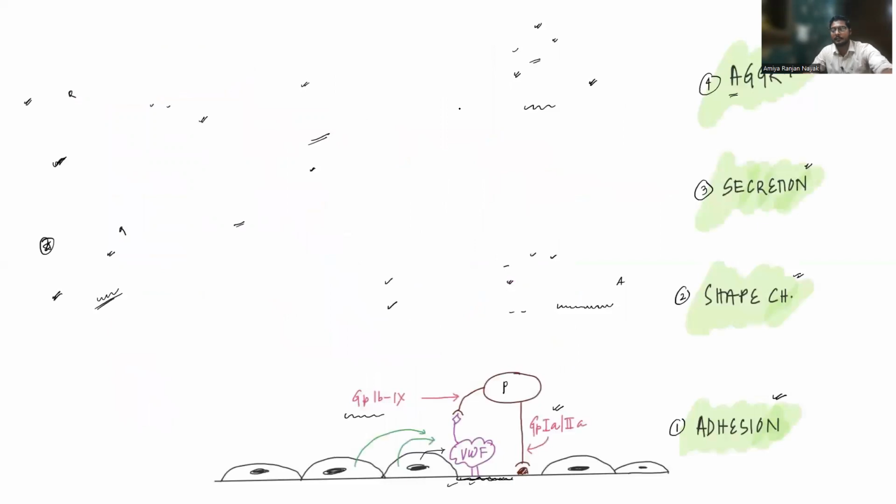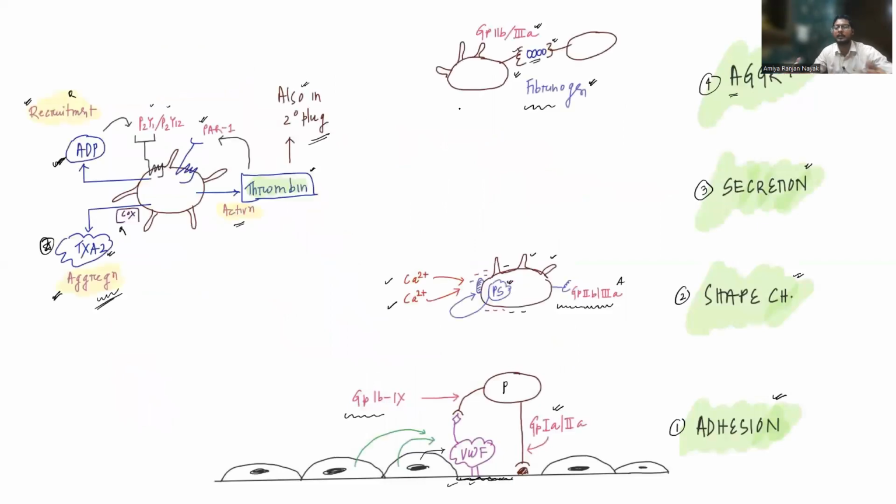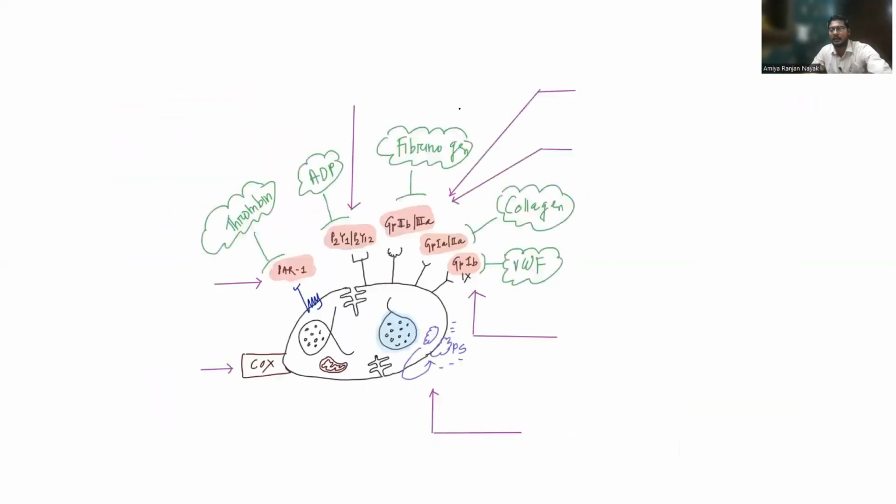And this is the process of primary plug formation. As there will be more and more aggregation, they will make the primary plug. After the primary plug, there will be a secondary plug that we'll discuss in the next lecture. So this is about the platelet primary plug formation. Now we'll summarize whatever we have discussed. We have discussed all these receptors and all their ligands. Now we'll see what abnormalities can happen if there is some kind of mutation in these receptors.